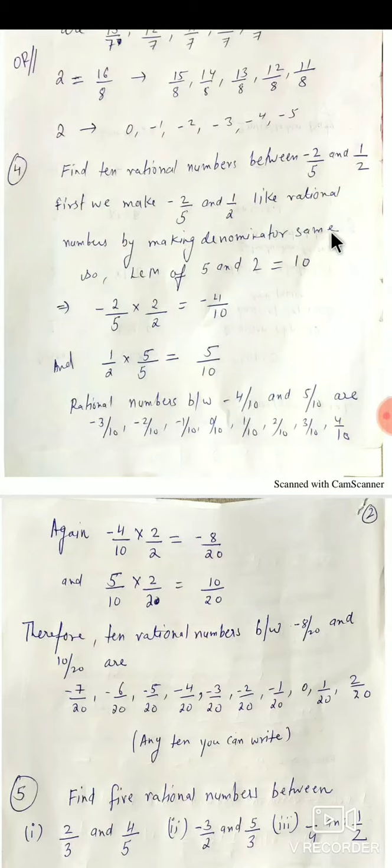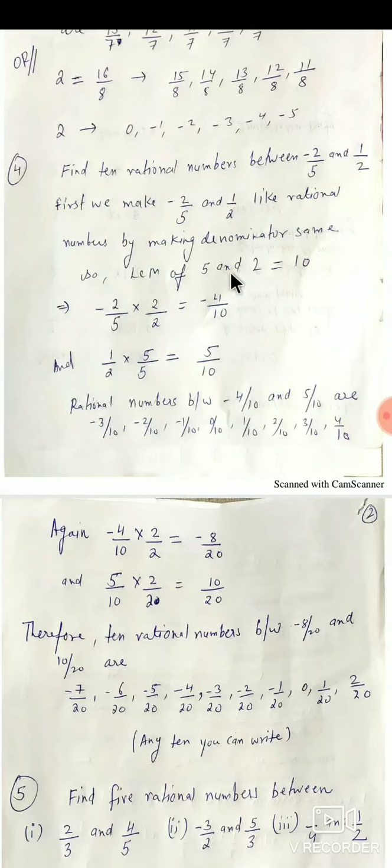You have to find 10 rational numbers. So what is the way to proceed with this question? First we make minus 2 by 5 and 1 by 2 like fractions by making the denominator the same. Then how will we make the denominator the same for 5 and 2?